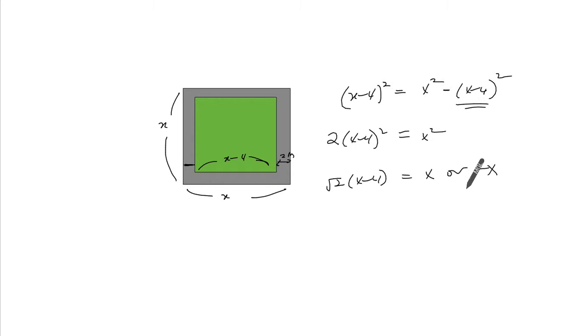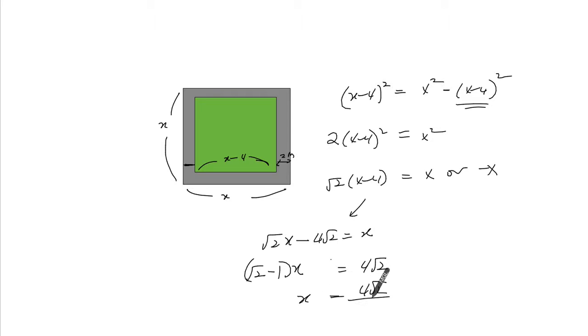You have to be careful here. So let's solve this first. You get root 2 x minus 4 root 2 is equal to x. Bring that over, you get (root 2 minus 1) x. If it comes here, it's minus 1 x, right? So (root 2 minus 1) x, when I factor out the x, and let's add both sides by this, you get 4 root 2. So x is equal to 4 root 2 over root 2 minus 1.